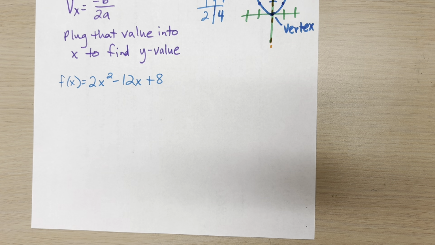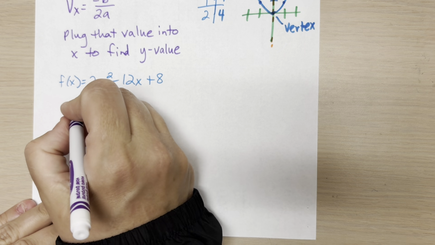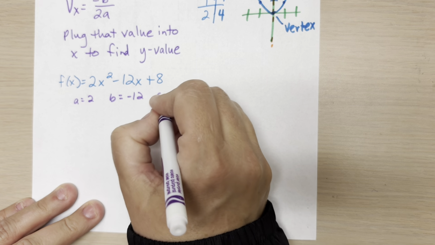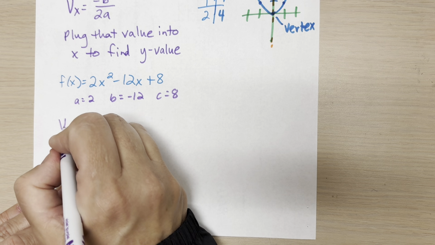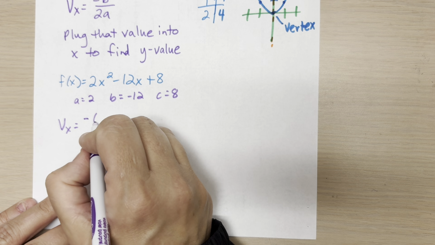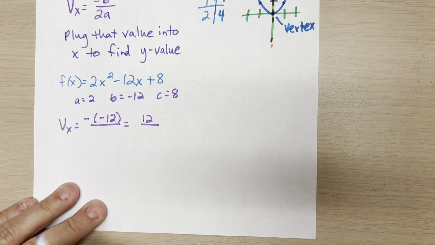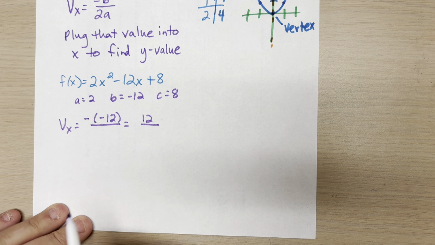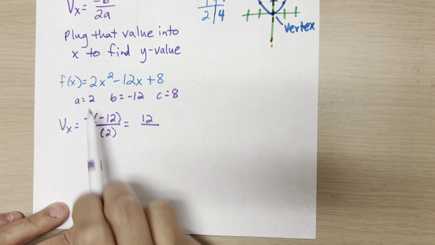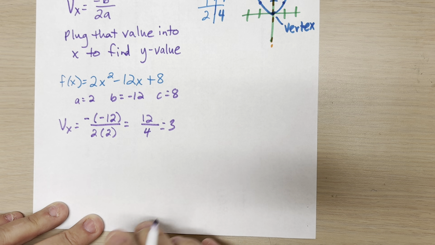All right, we've got f of x is 2x squared minus 12x plus 8. So our a value is 2, b is -12, c is 8. To find the x coordinate of the vertex, we need to figure out the opposite of -12, which will give us a +12 on top. Negative turns positive. On the bottom, we're multiplying 2 times the a value of 2, which is 4. 12 divided by 4 is 3.